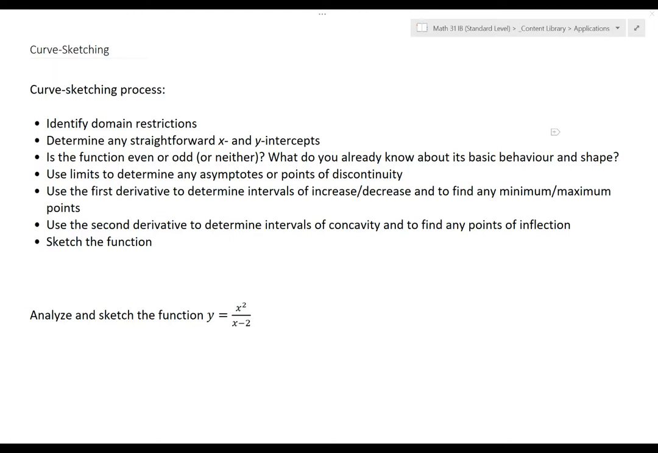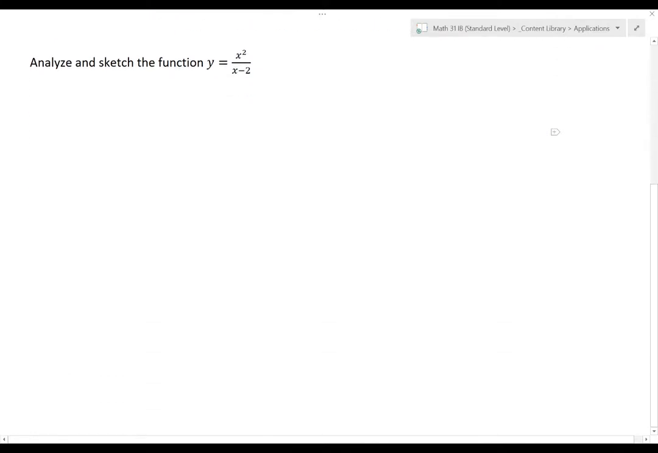Use the first derivative to determine intervals of increase, decrease, and find any minimum or maximum points. Second derivative for concavity and points of inflection. Sketching the function is the one that you probably should be doing kind of all along, sketching your asymptotes on there as you determine them, putting x and y intercepts on the graph and minimum points and so on as you determine them, so that at the end you can get a pretty good idea of the sketch.